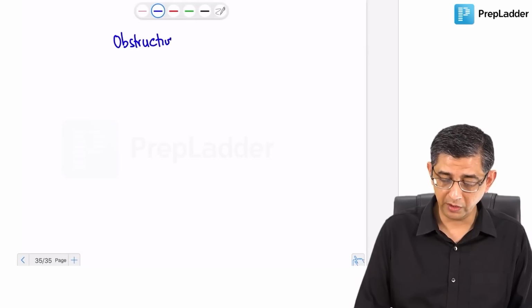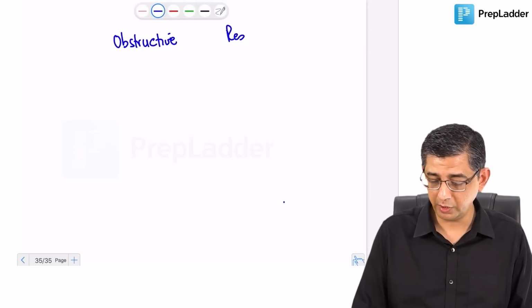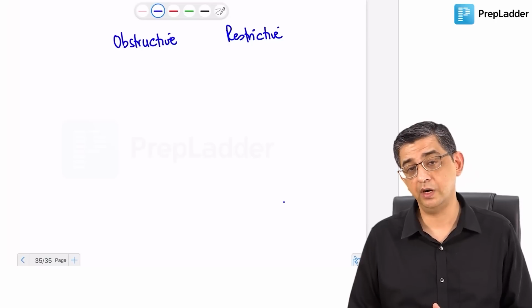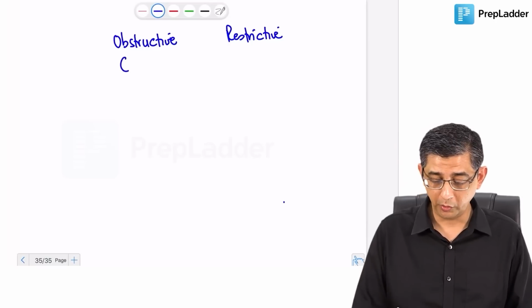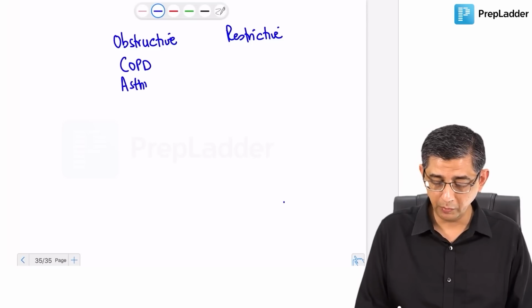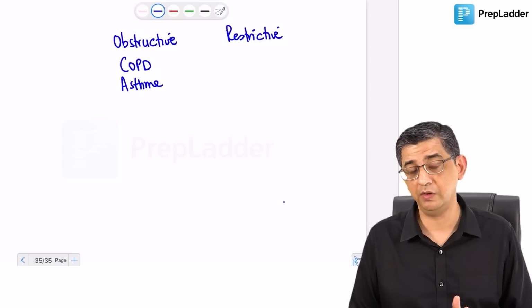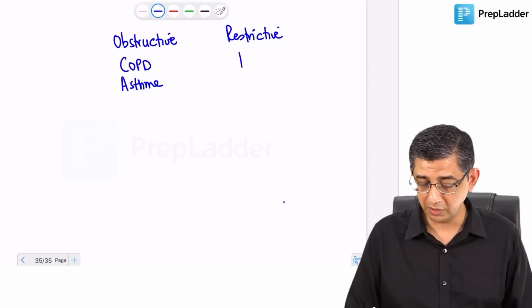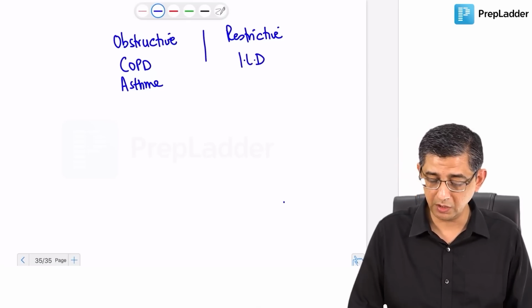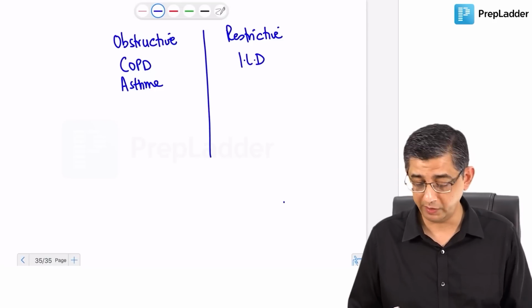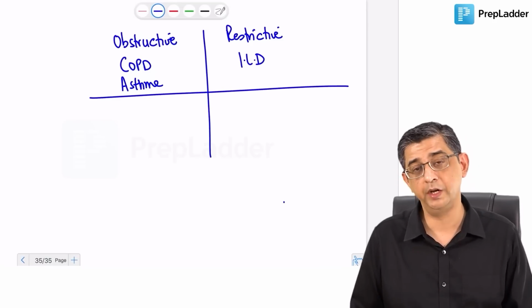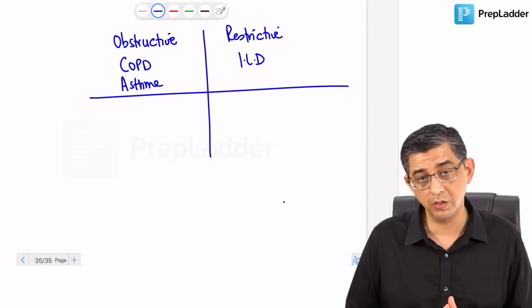Obstructive airway disorder and restrictive airway disorder. Let me just refresh your memory related to what we have already studied regarding these kinds of disorders. The prototype disorder that I'll use for obstructive would be either COPD having bullae and blebs or bronchial asthma having a narrowing of the airways. For restrictive, we can take any subtype of interstitial lung disease, whether it be UIP, non-specific interstitial pneumonitis, or even cryptogenic organizing pneumonia.